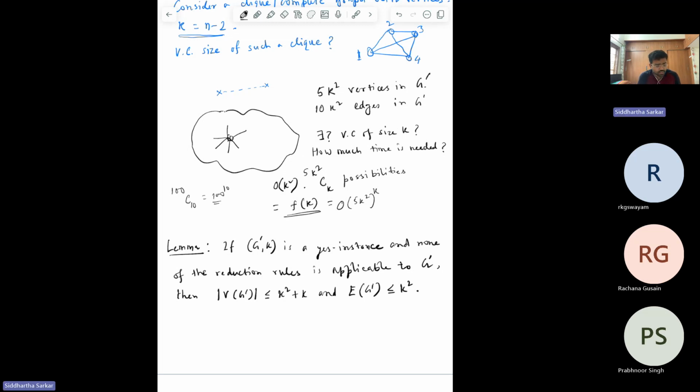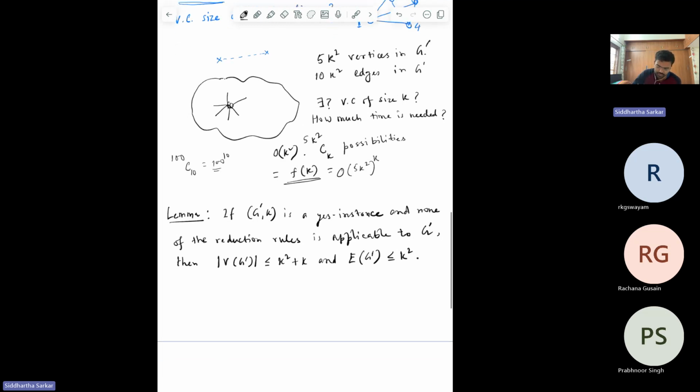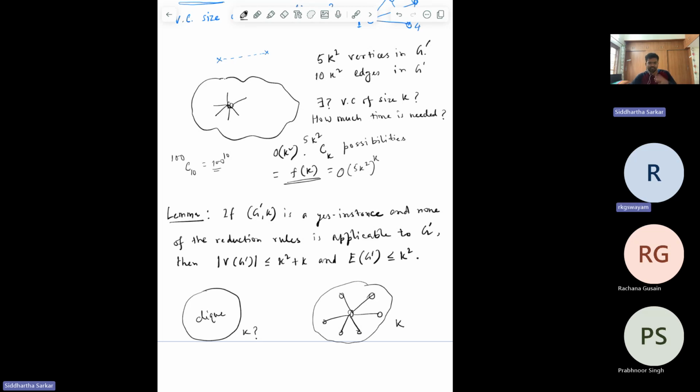Now, what is the importance of this lemma? Let us take a concrete example. If the graph is more like a clique, very dense, and you give a number k and ask whether it has a vertex cover of size k, then it is less likely that it will. But if it is more like a star, a sparse graph, and you give a number k, then there is a higher chance that it will have a vertex cover of size k.